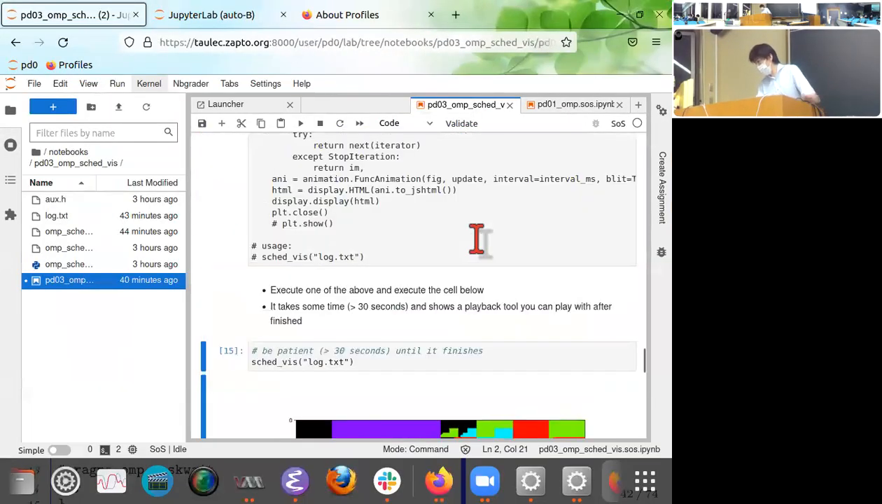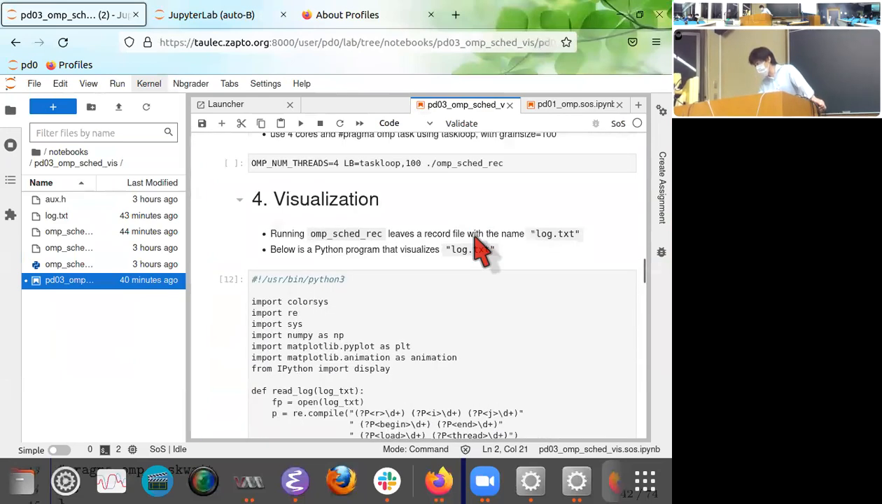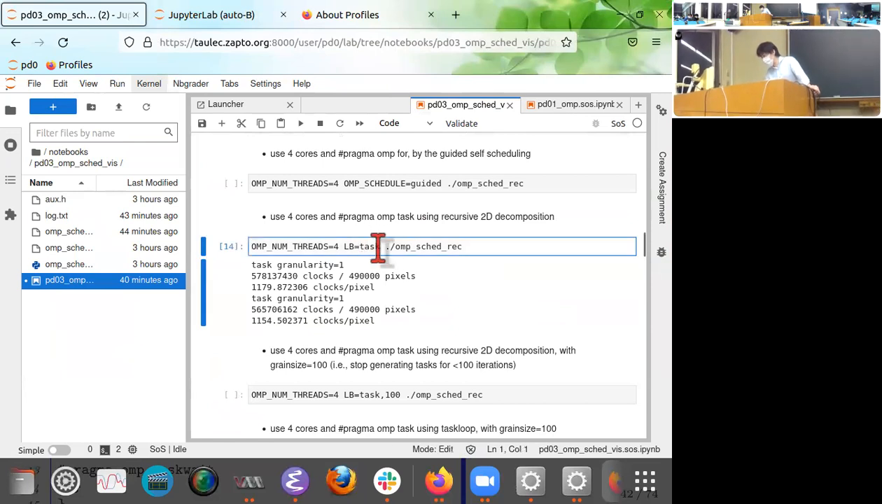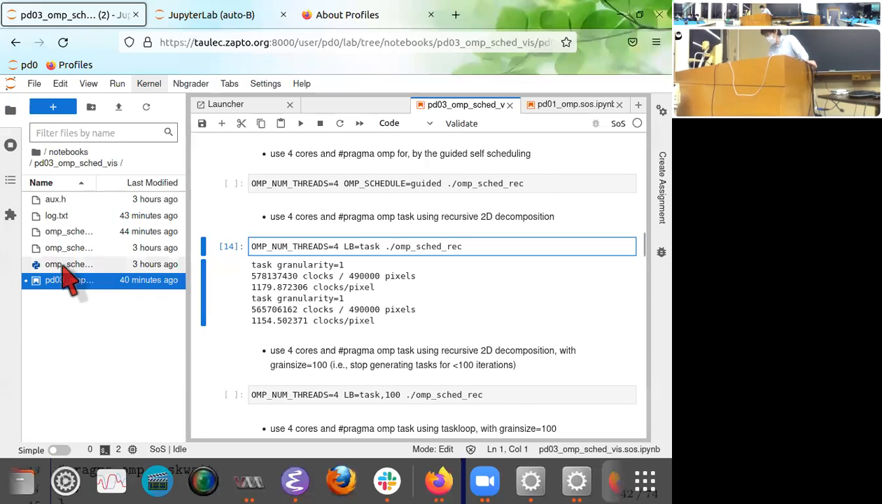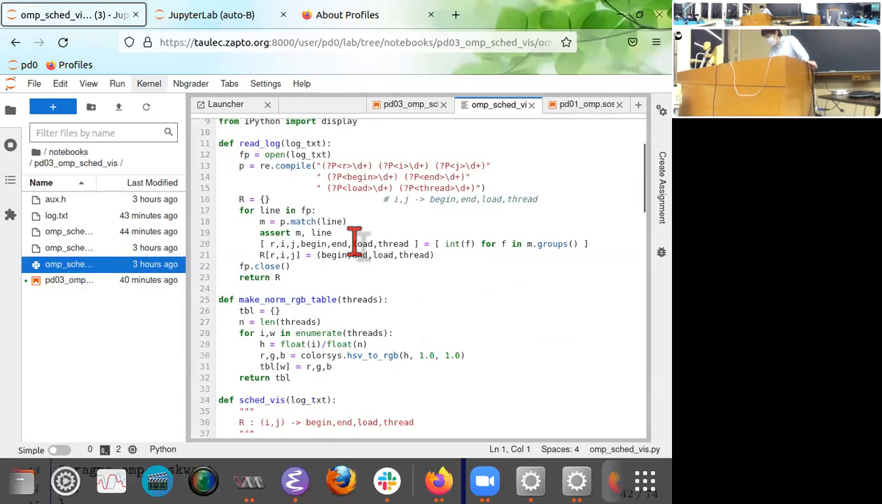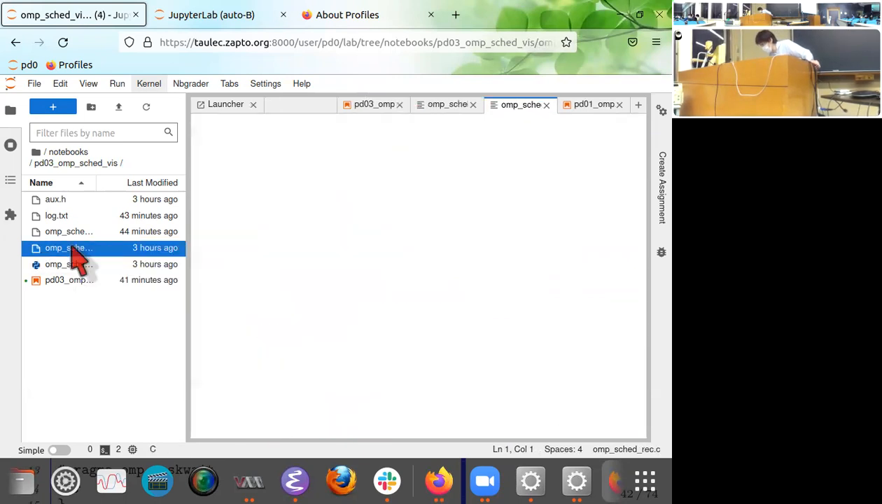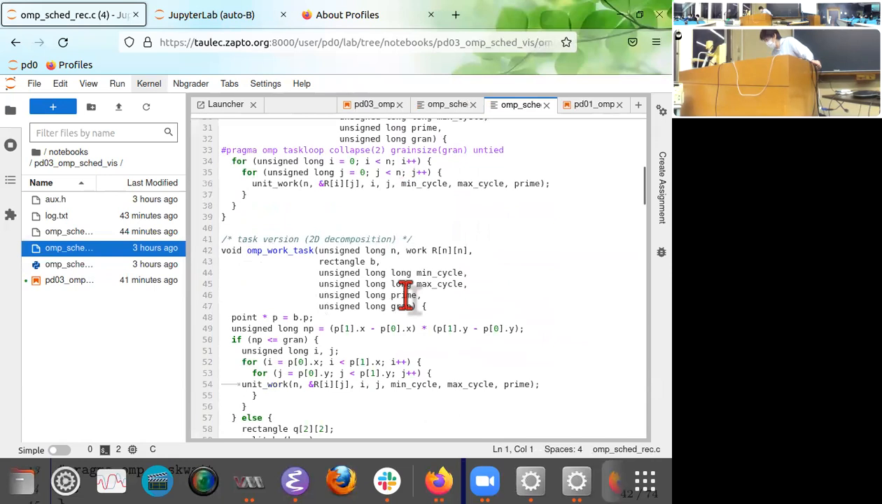So I have already executed this task parallel version. Okay, so let me show you what it actually looks like. So the task parallel version looks like this.